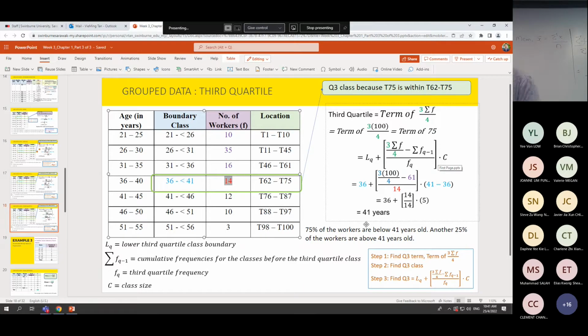What is the meaning of 41 years old? That means 75% of the workers are below 41 years old, and the other 25% of the workers are above 41 years old.